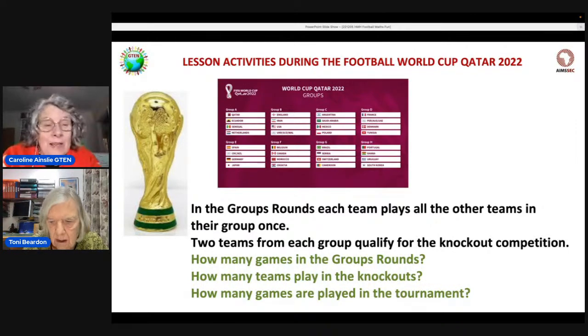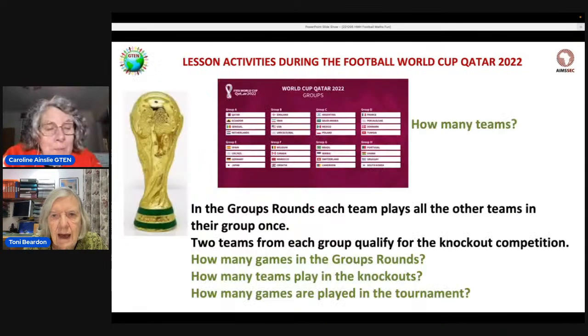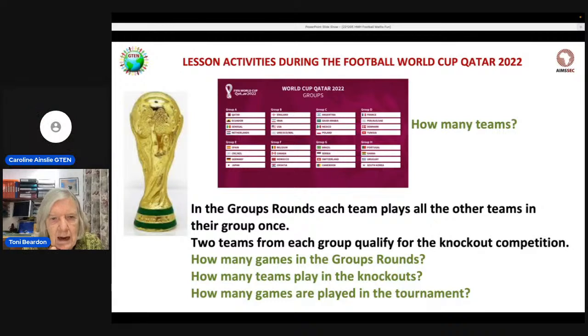48. Yes. Well, what we have is that each team plays all the other teams, and so in that group, the 4 teams play the other 3, which makes 12. And you get 6 because when you say 4 times 3, it counts the same game for both teams. And so that's why you get 6. And in the knockouts, well, we'll come to that in a minute, and how many games there are in the tournament.